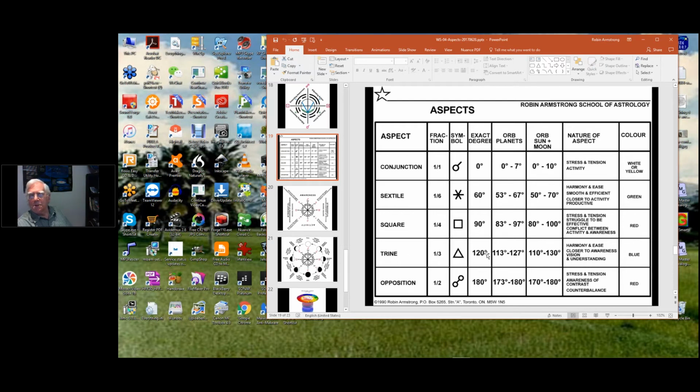So 1/3 of a circle, the trine. We talked a little bit about it. It's harmony and ease, closer to awareness of vision and understanding, seeing where you're going and being in touch with it. You're on a roll and you see where it's going. No hassles. It runs for a phase. If someone has too many trines, they're really smooth, but they also can be really lazy. They don't deal with stress that well. But if you have 5 trines and one square, the one square will stand out more than any one of the trines.